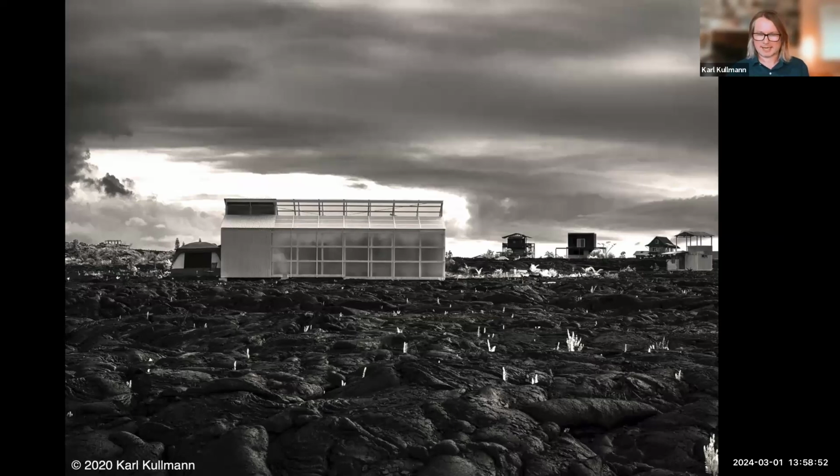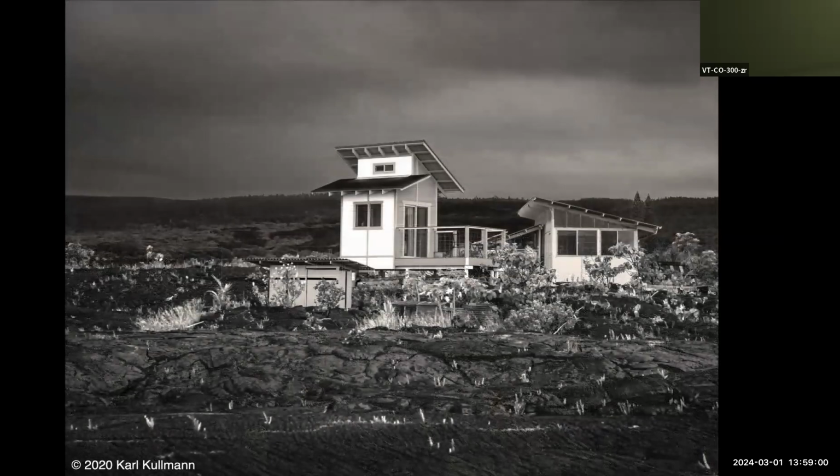Incidentally, the greenhouse that you see in this photo is not growing tomatoes. I'll leave it up to your imagination.